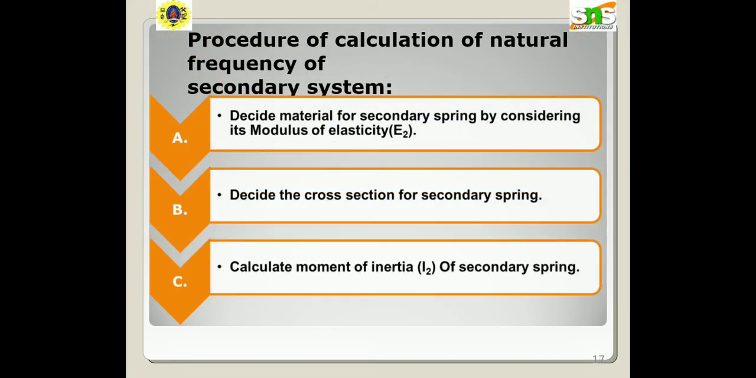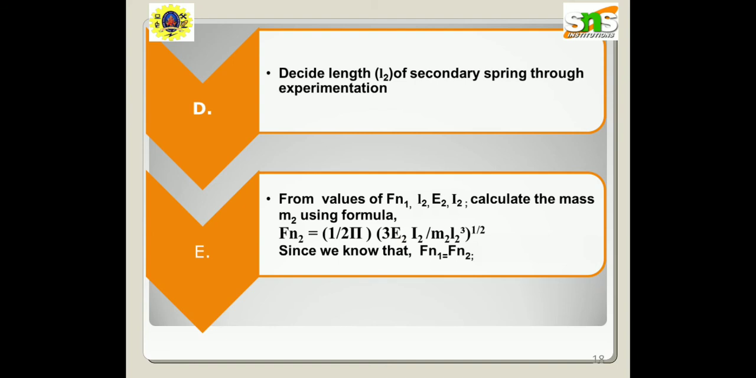Next is the procedure for calculating the natural frequency of a secondary system. A and B: decide the material for the secondary spring by considering its modulus of elasticity. Decide the cross section of the secondary spring, and third, calculate the moment of inertia of the secondary spring. The fourth is to decide the length of the secondary spring through experimentation, and the last one is, from the values of frequency, Young's modulus and moment of inertia, calculate the mass M2.